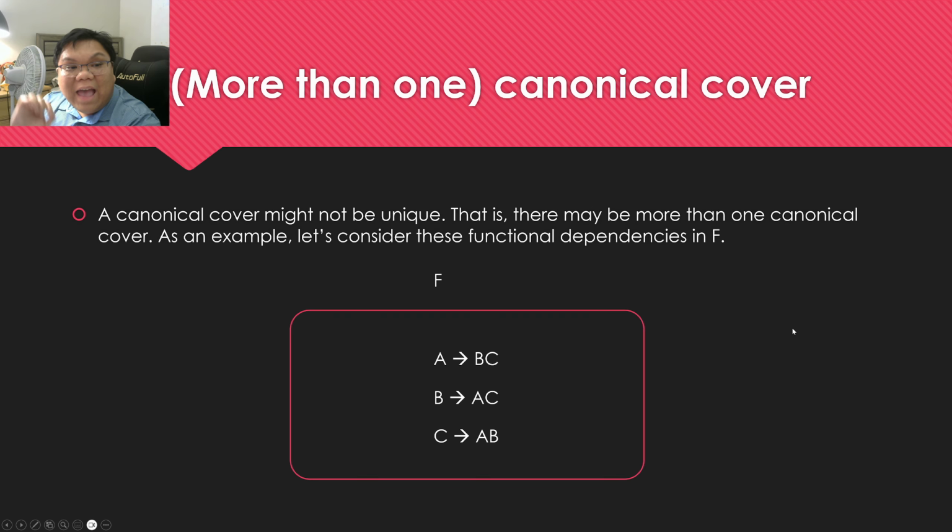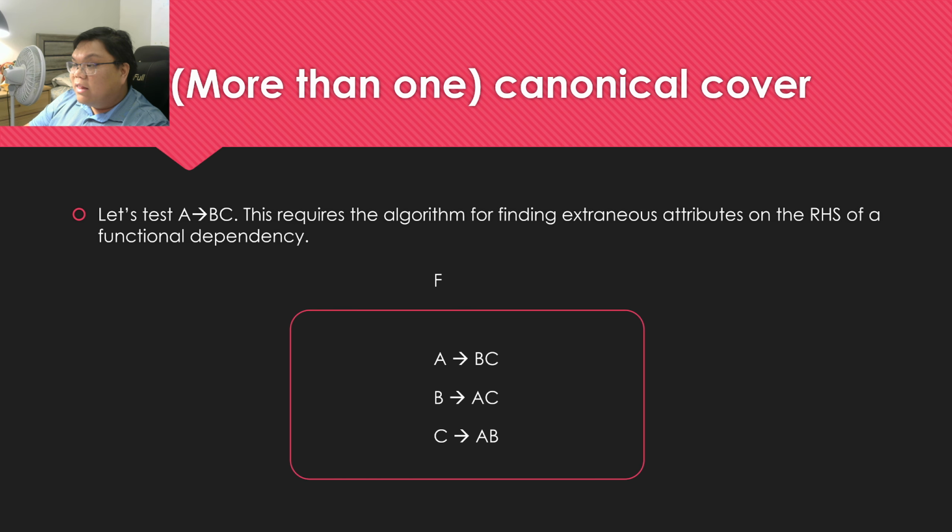Sometimes you're going to have a schema that has more than one canonical cover. So let's explore this example with the functional dependencies A determines BC, B determines AC, and C determines AB. Let's test out A determines BC. We're gonna try that algorithm that finds extraneous attributes on the right-hand side in a functional dependency. So either B is extraneous or C is extraneous. We don't know which one, and we gotta determine which one.